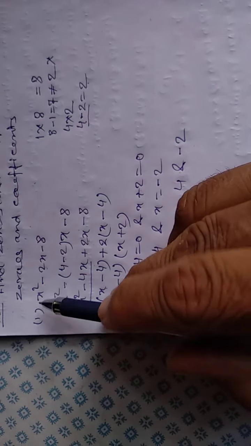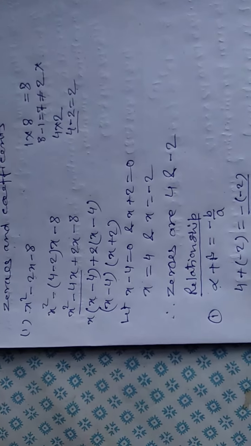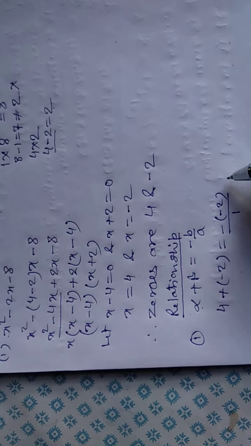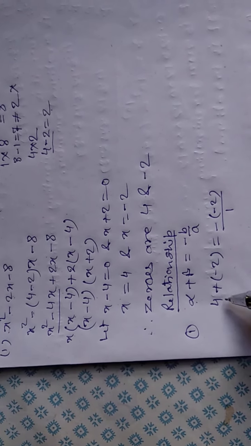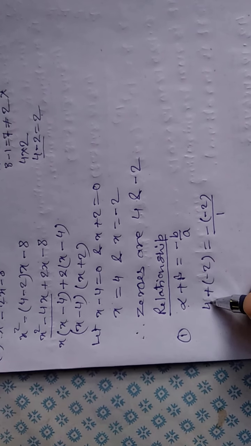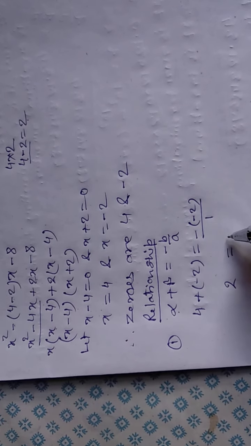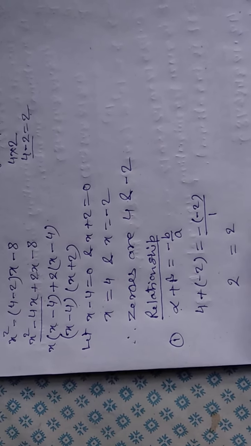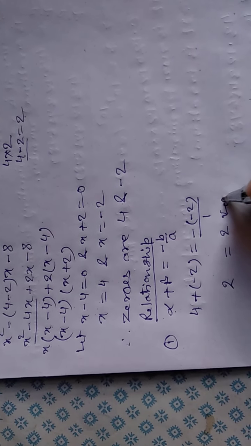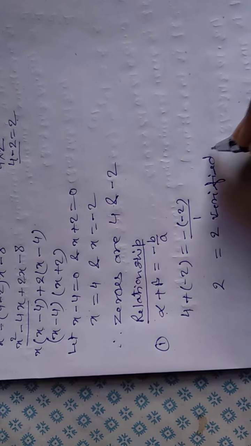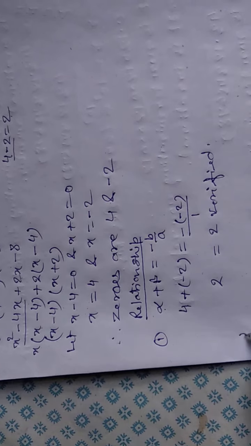By a, coefficient of x square, it is 1. It is equal to this 4 plus minus 2, that is 4 minus 2, which is equal to 2, equal to this minus minus 2 divided by 1, that is 2. Verified.